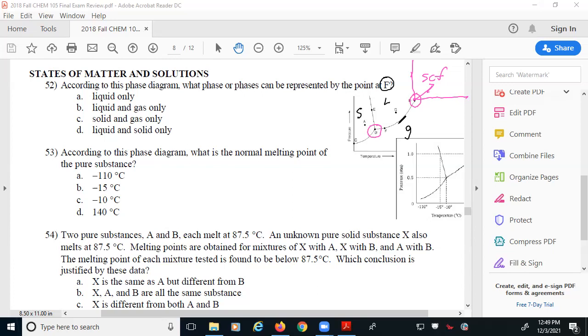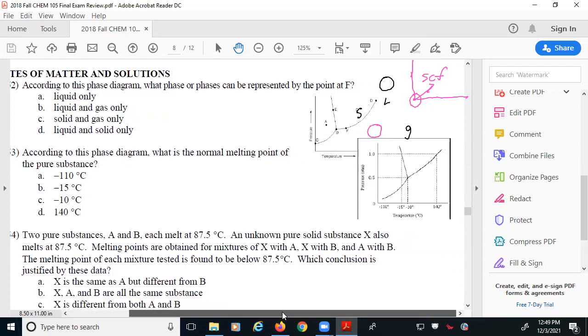All right, last question that we'll talk about here. And if things come up over the weekend, by all means, bring those to review session on Monday. According to this phase diagram, the second one here, what is the normal melting point of the pure substance, whatever this pure substance is? What is the normal melting point? Okay, Mason, you're correct. It is -15.